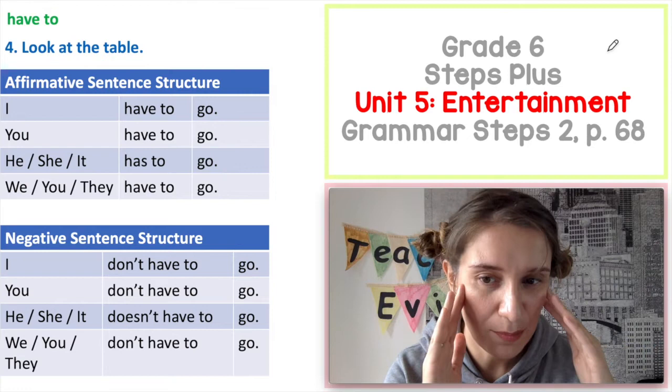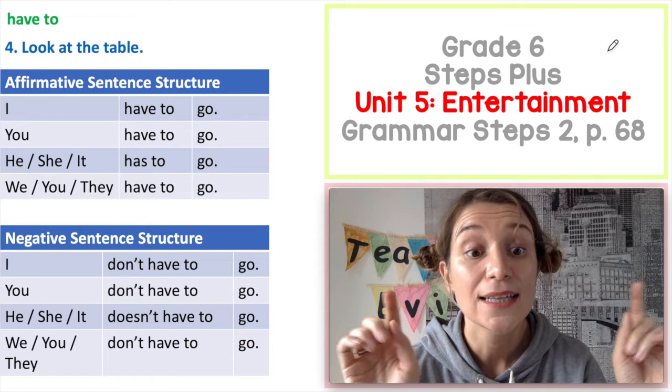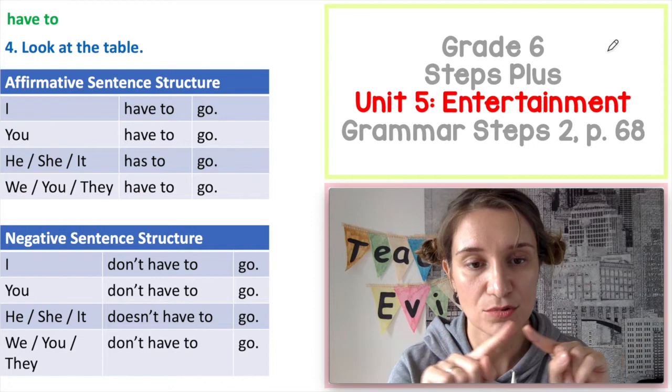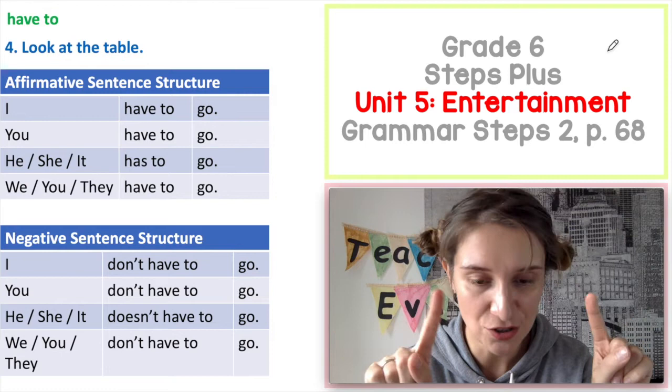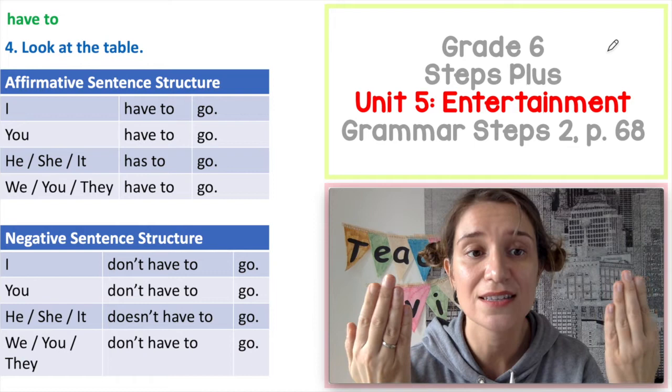W głowie sobie pamiętajcie, że to jest po prostu muszę iść. I have to go, I must go, to samo. Natomiast zdanie przeczące. To nie są zdania, które są do siebie podobne znaczeniowo. I mustn't go i I don't have to go to nie znaczy to samo. Rozumiemy się? Czyli zdania twierdzące z must i have to znaczą to samo. I must go, I have to go, to samo, muszę iść.